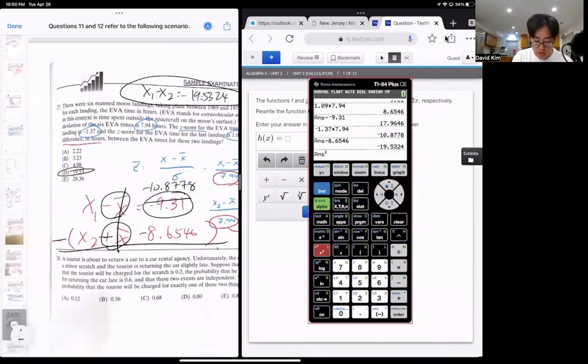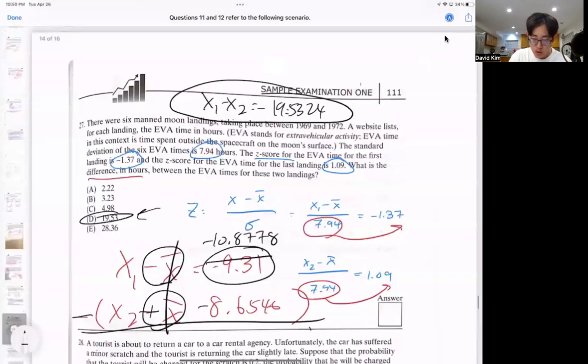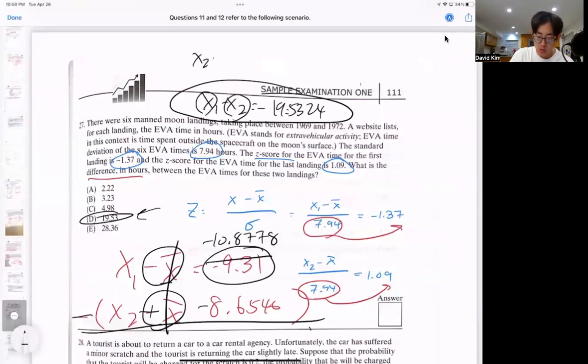So that means that the answer is D. I know it says the positive version of it, but it's the difference. So if you swap these two around, x2 minus x1, therefore it should be positive 19.5324.